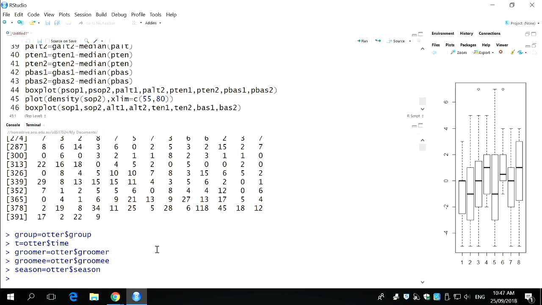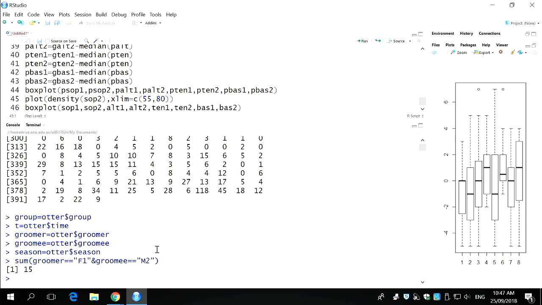Now, let's suppose you wanted to know the number of times in total that F1 groomed M2 through this entire data set. You'd ask, what's the sum of when groomer is F1 and groomee is M2. So in the total data set, F1 groomed M2 15 times. So you can use sums to aggregate number of grooms.